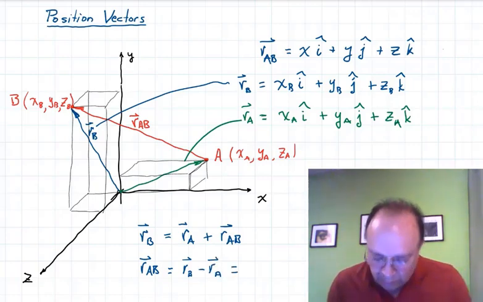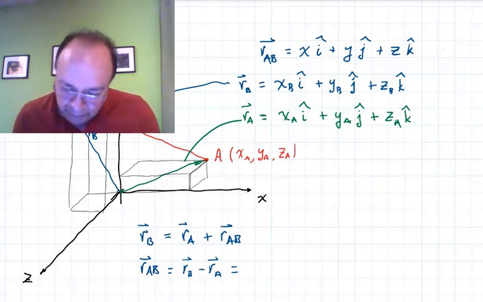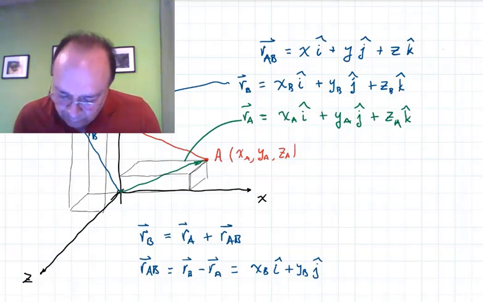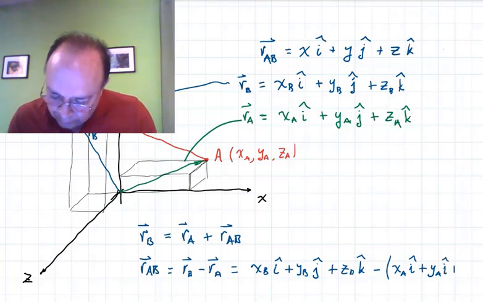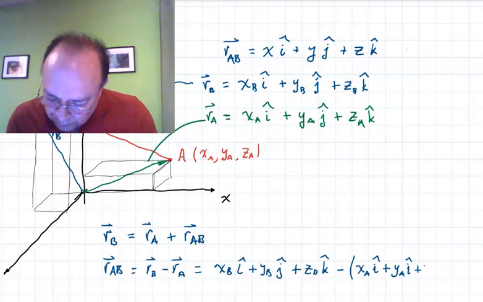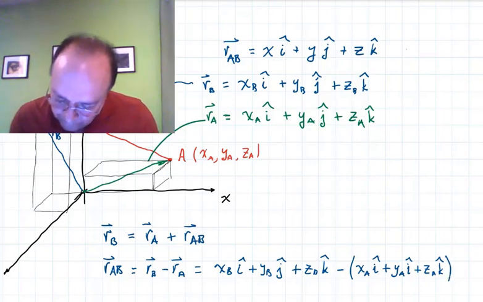And if we express those in terms of their components, RB is equal to XB i plus YB j plus ZB k, minus RA, that will be XA i plus YA j plus ZA k. This is RAB.